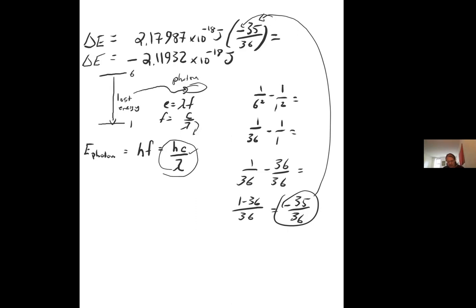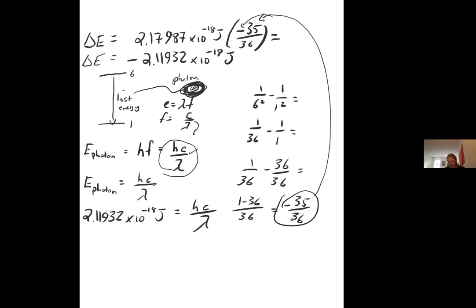So now E of the photon equals hc over lambda. We know what the energy of the photon is. The energy of the photon is the same energy that the atom lost. Okay, so we know this is 2.11932 times 10 to the minus 18 joules. That's going to be equal to hc over lambda. You don't need the negative in here. The negative is how much energy the atom lost. The photon gained that much energy, so that's going to be a positive value. Okay, and then we're just going to rearrange this equation to find lambda.